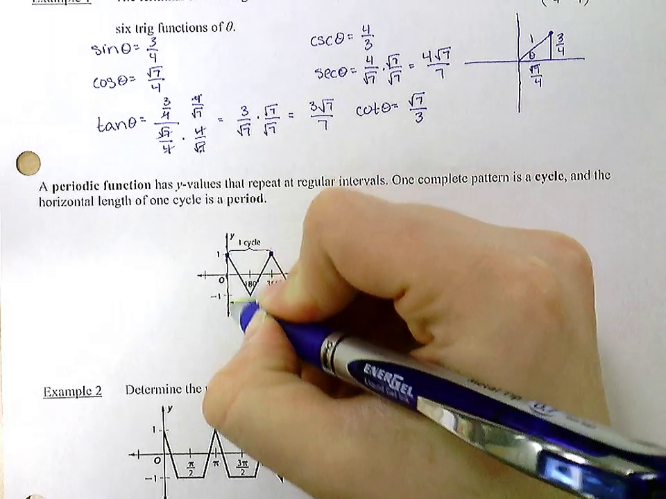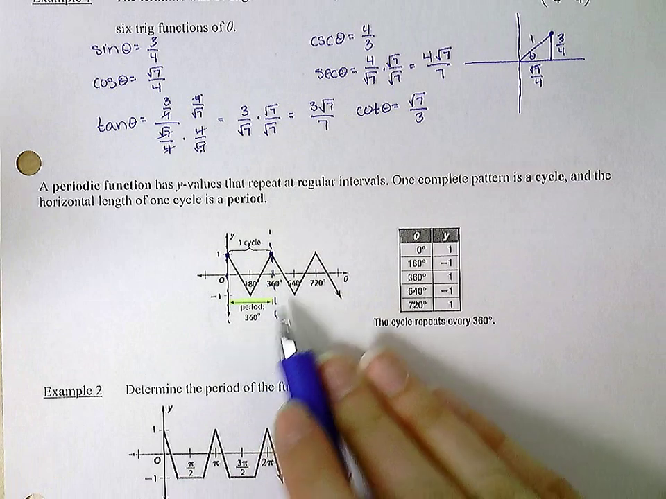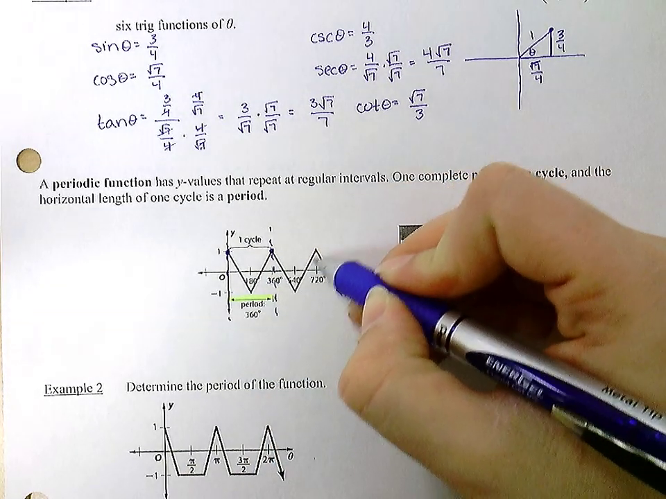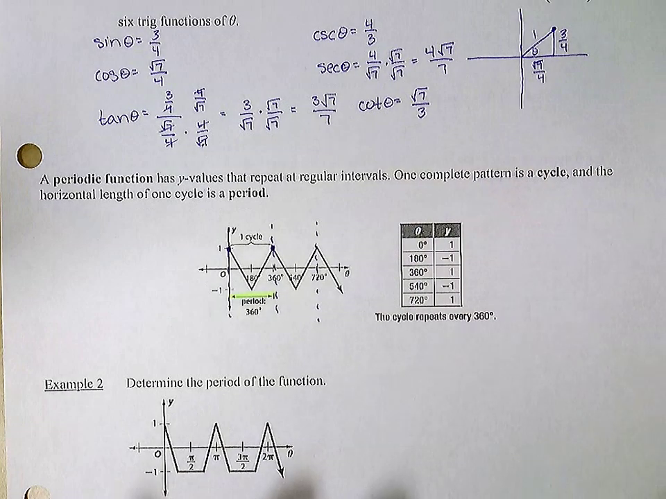So that distance would be considered 1 period, and that would be 360 degrees. And it would go again at 360 degrees, and that would be 1 period. So it repeats that same period over and over and over again.